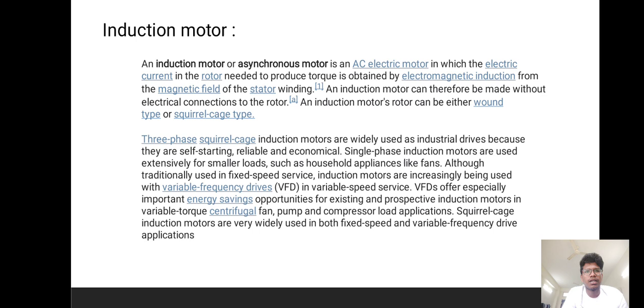An induction motor is an AC electric motor in which the electric current in the rotor needed to produce torque is obtained by electromagnetic induction. From the electrical connections to the outer, an induction motor's rotor can be either wound type or squirrel cage type.